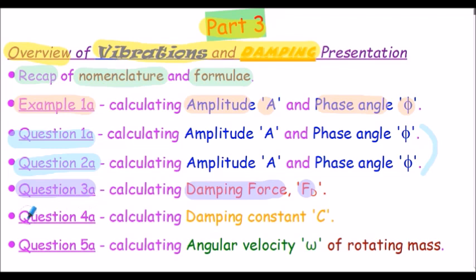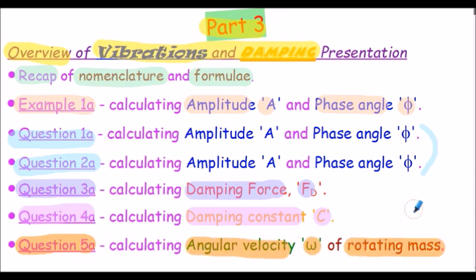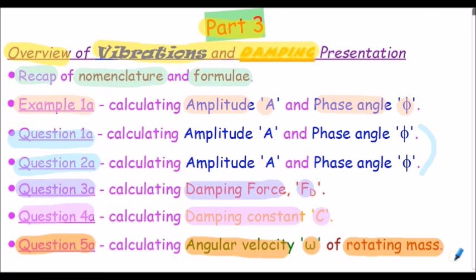In question 4a, we've got to calculate the damping constant C, again requiring some transposition of the equations. And in question 5a, we've got to calculate the angular velocity omega of our rotating mass. That will actually require us to generate a quadratic equation and solve using the quadratic formula. Just note for your reference that the presentation contains solutions to all questions except for question 4a. That solution is left for you to develop on your own.